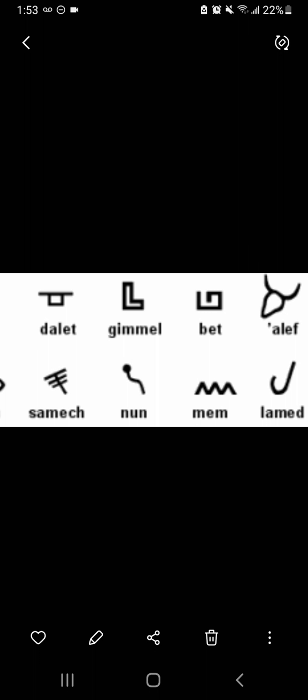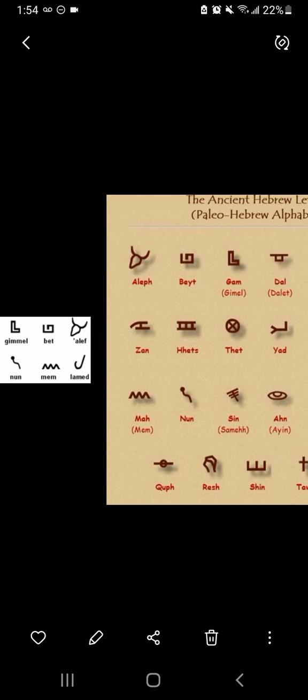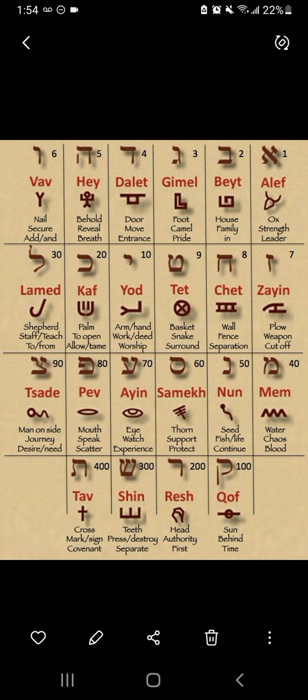So this Aleph right here, which is the first character, Hebrew, moving from right to left and not left to right. Hebrew is from right to left. So this Aleph starts here on the right side at the top. It looks like an ox head. And what is this? What does this Aleph mean or represent?